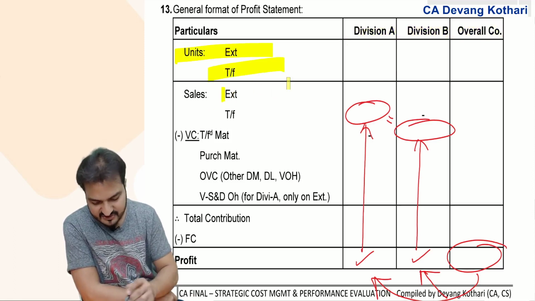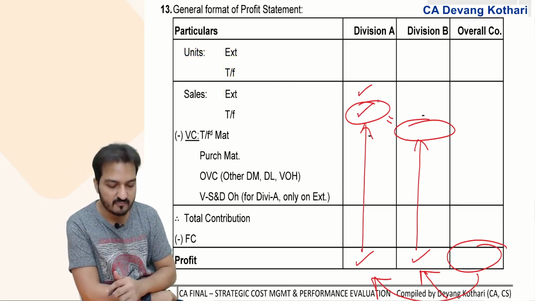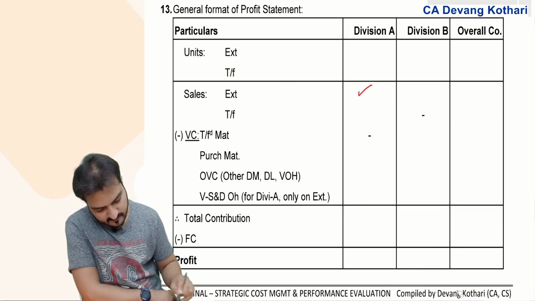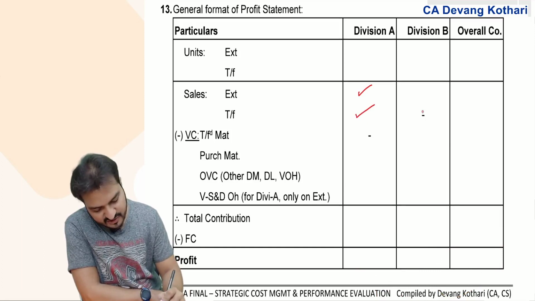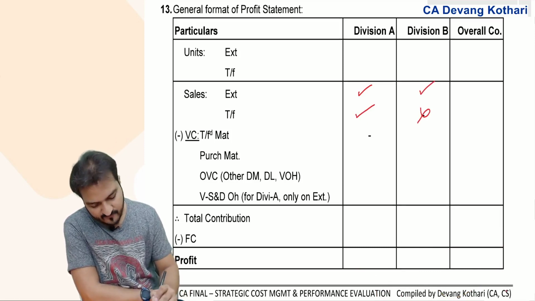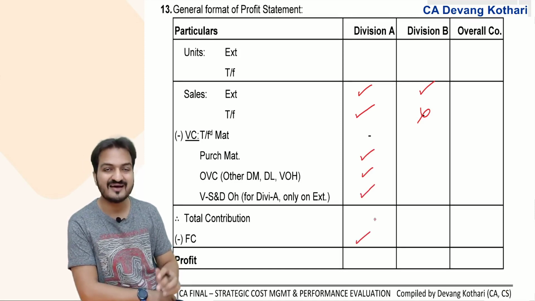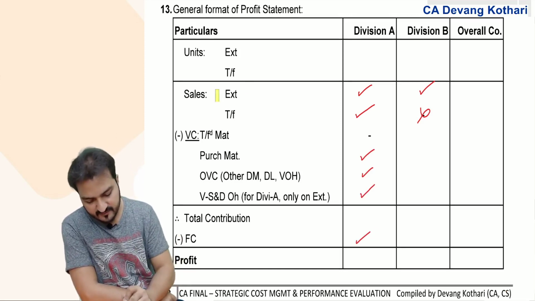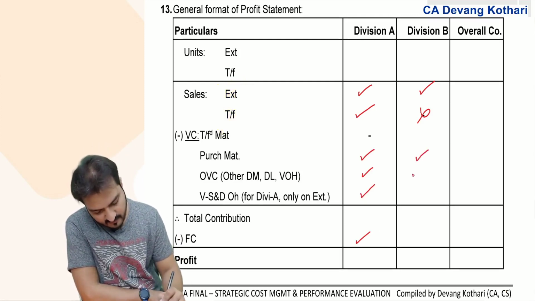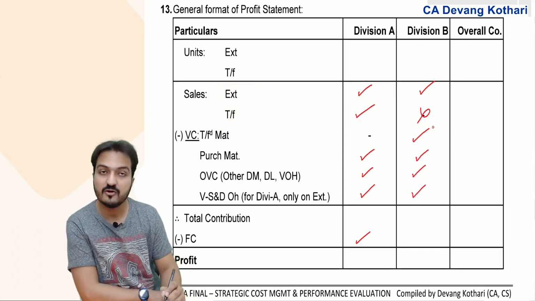Division A might have some external sale as well as some transfer sale. But Division B will naturally not have any transfer sale. It will have only external. Division A will have purchased material, other variable costs, variable S&D, and some fixed costs. Ultimately, the units are either sold externally or they are transferred. Division B will involve purchased material, other variable costs, variable S&D costs, and it will involve some transferred material also.